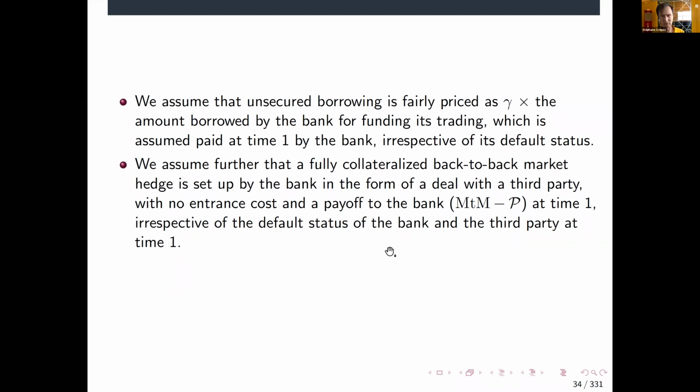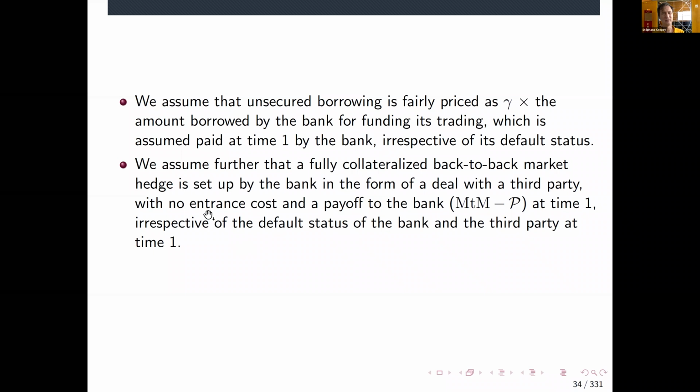And on the side of the hedge, I'm assuming that there is a fully collateralized back-to-back market hedge that has been set up by the bank in the form of a deal with a third party with no entrance cost and a payoff to the bank, MTM minus P at time 1, so value minus cash flow if you want, irrespective of the default status of the bank and the third party at time 1, which means this is fully collateralized. This MTM minus P will occur whatever the default status of the bank and its hedge counterparty. So it's a kind of magic deal, which guarantees this MTM minus P.